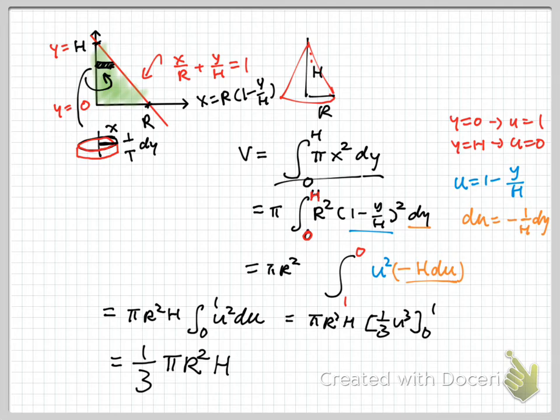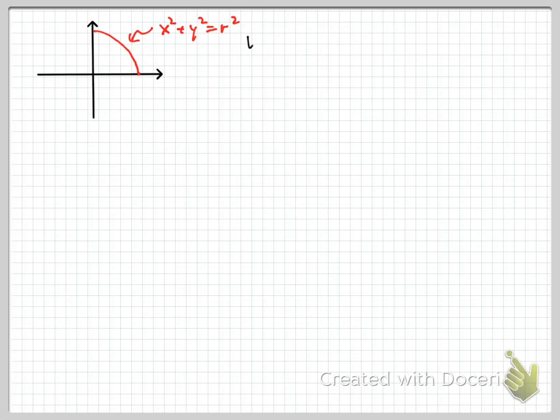The last example in this part is to find, once again, a common object, the sphere. But let's do a semicircle. The circle goes like x squared plus y squared equals r squared. That is the circle. So we want to find the volume of a hemisphere.